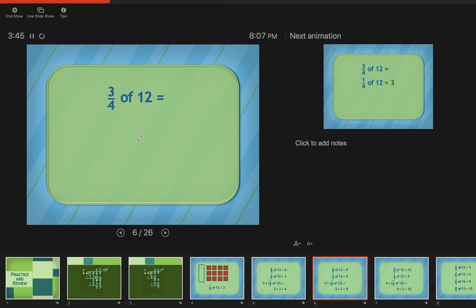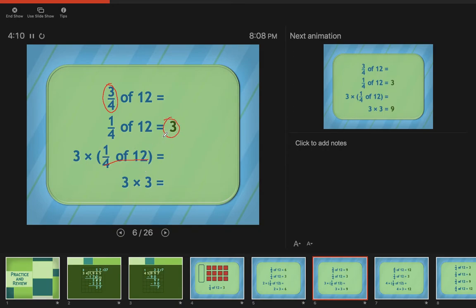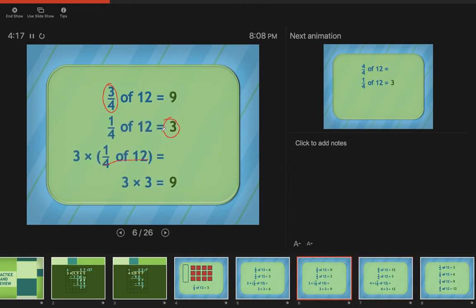What about 3/4 of 12? Well, 1/4 of 12 was equal to 3. How many 1/4s do I have? Well, I've got 3/4. So 3 times 1, excuse me, didn't mean to cross through that. So if I have 3 sets of 1/4 times 12, I've got 3 times 3, because 1/4 of 12 is the same as 3. I've got 9. Let's keep going. What do you think? So 3/4 of 12 is equal to 9.